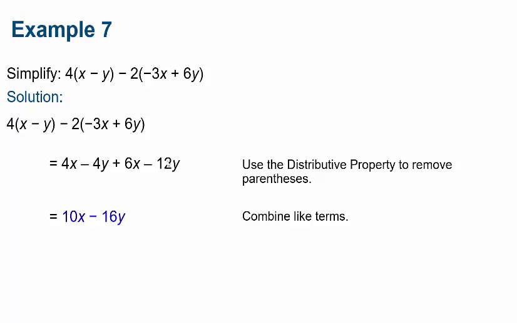Now what we need to do is combine like terms. Well, I have the 4x plus 6x, that gets me 10x. And minus 4y minus 12y gets me minus 16y. All right, and with all these problems, class, just take your time, write the problems out, don't try to skip steps, and you should be able to solve them very easily.